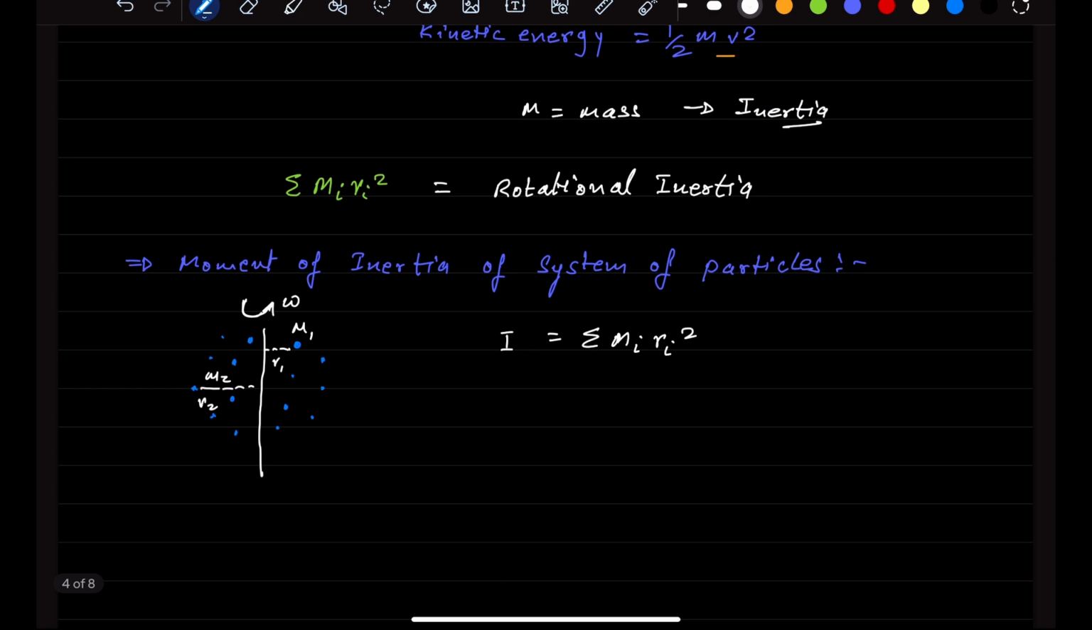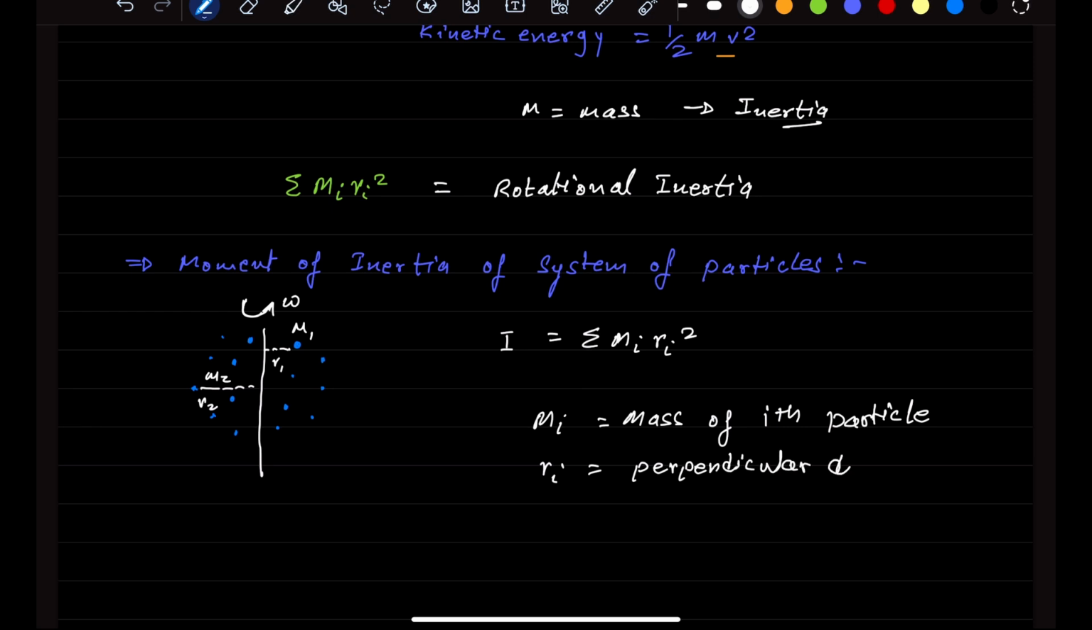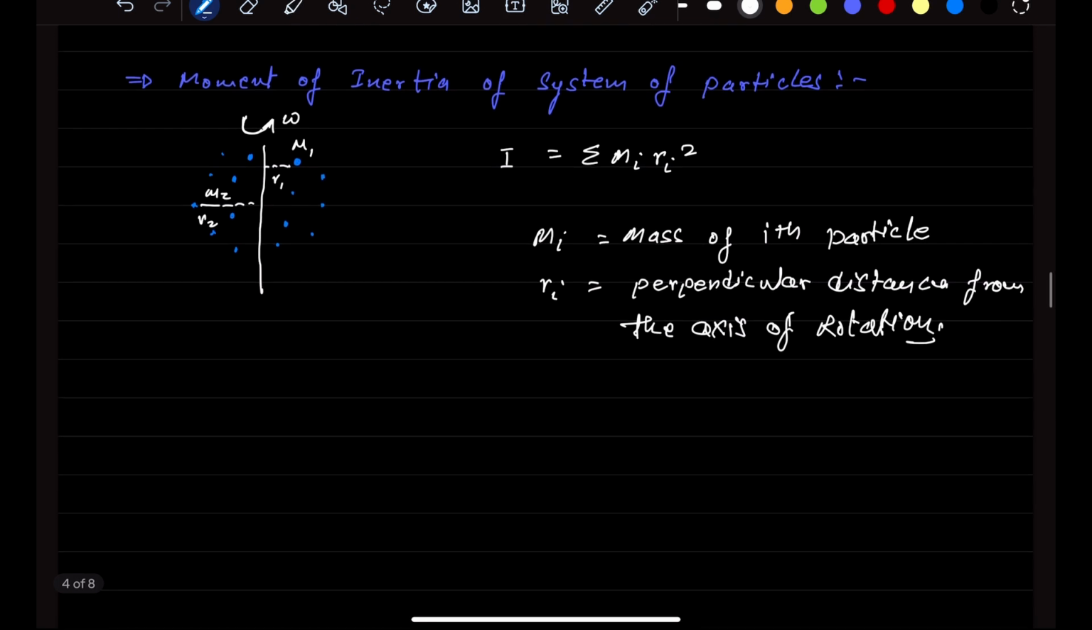Now what is mi? Mi is the mass of the ith particle, and what is ri? Ri is the perpendicular distance from the axis of rotation. So this is the moment of inertia for a system of particles.